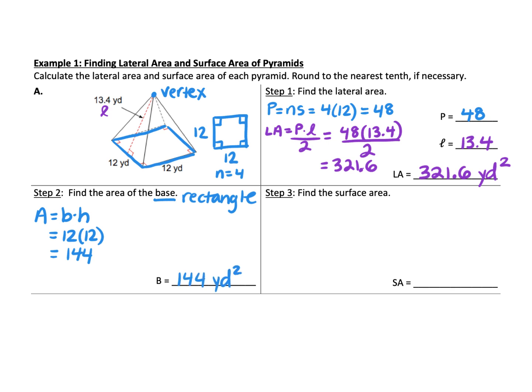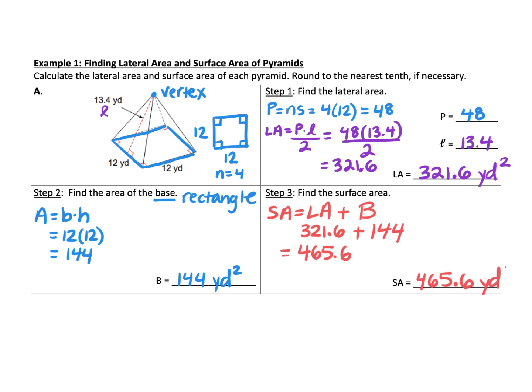Well, now we have everything we need to find the surface area. The surface area is just the lateral area, that's the area of all the triangular faces, plus the area of the base. So we just take our 2 values that we've already calculated, lateral area 321.6, area of the base 144, and we add those together and get 465.6. So that makes the surface area of the pyramid 465.6 square yards.